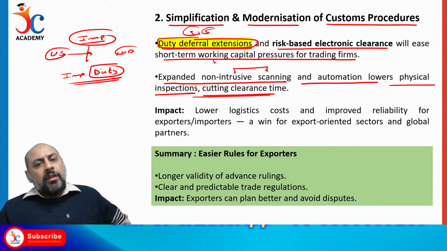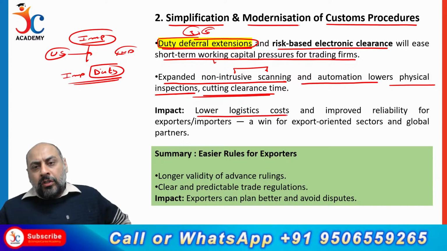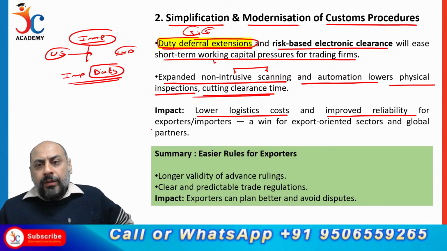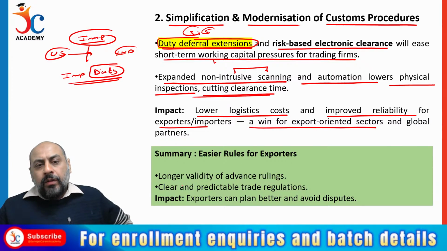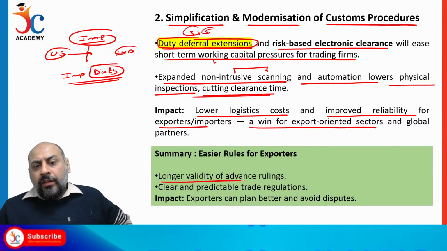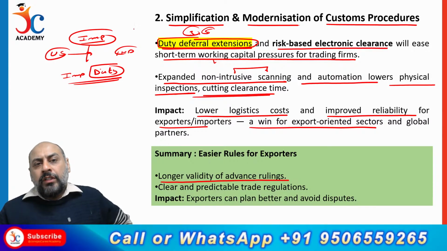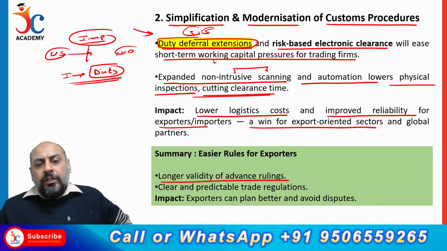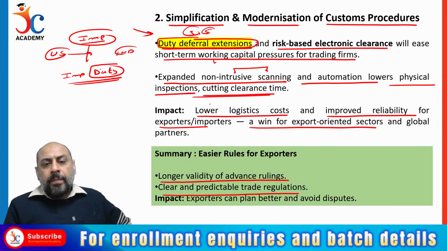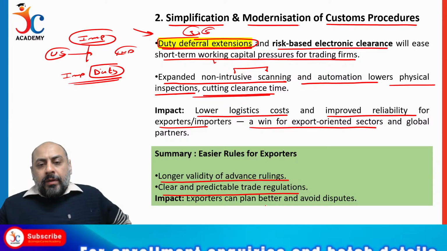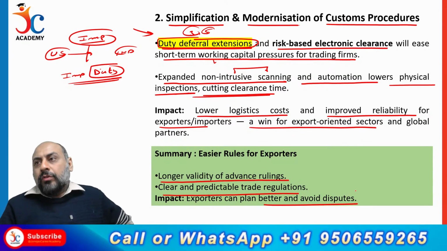So this will help what? This will again help lower the logistics cost and improve reliability for exporters and importers, and a win for the export oriented sector. So you are giving a longer validity for advanced rulings. This is the difference we're talking about, and it is becoming more clear and predictable trade regulations because the transparency is there. So exporters can plan better and avoid unnecessary disputes over here.